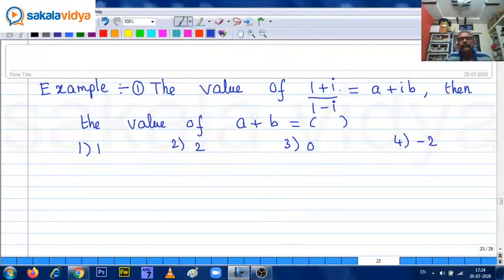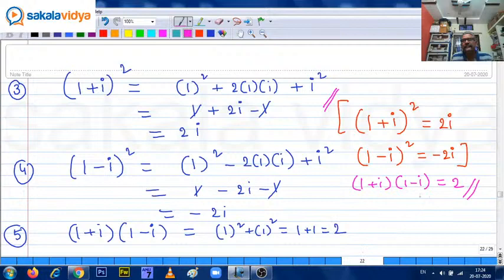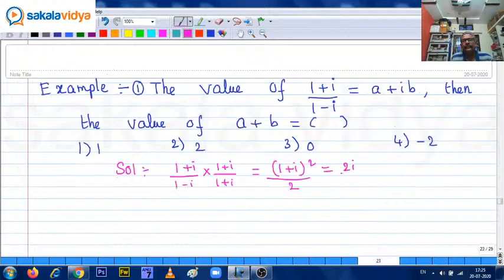Multiply both numerator and denominator by 1 plus i, because the conjugate of 1 minus i is 1 plus i. So (1 plus i) upon (1 minus i) multiplied by (1 plus i) upon (1 plus i). The numerator will be (1 plus i) whole square. The denominator is mod z square, which in this case is 2. What is (1 plus i) whole square? 2i. So this will be 2i by 2.